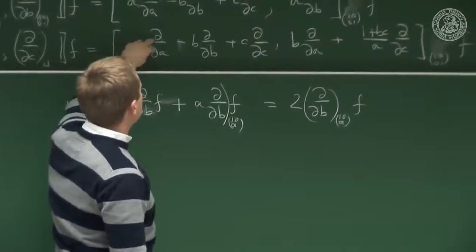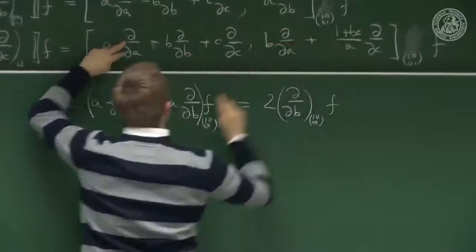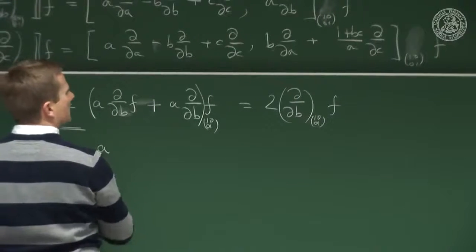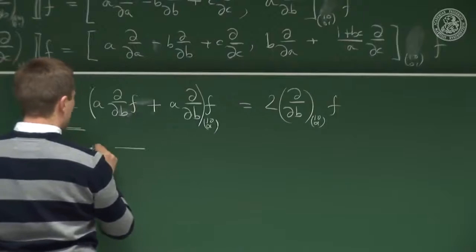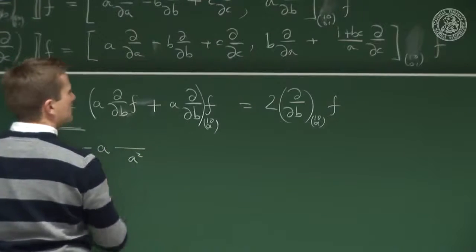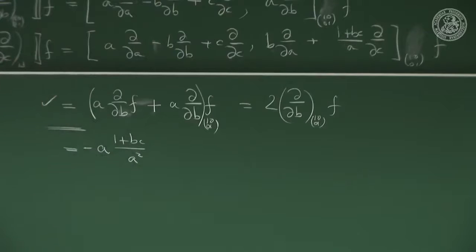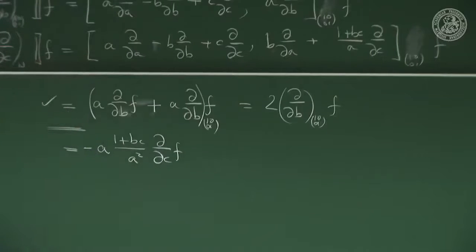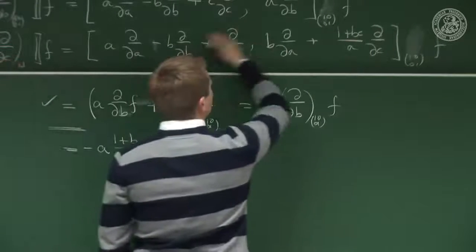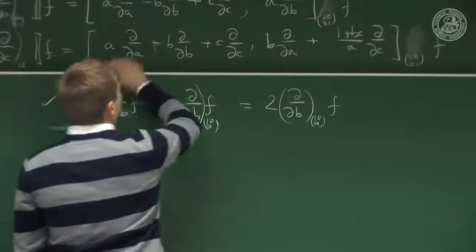A d by dA. On what can it act non-trivially? Well, if the factor contains an a. This doesn't, but this one does. So it's a times, now we act on here, the derivatives, of course, minus 1 over a squared, 1 plus bc. That's this non-trivial action, and what remains is the d by dc on f. There will be an extra term from the product rule, but it's a second derivative. We can drop it. So we dealt with this one.